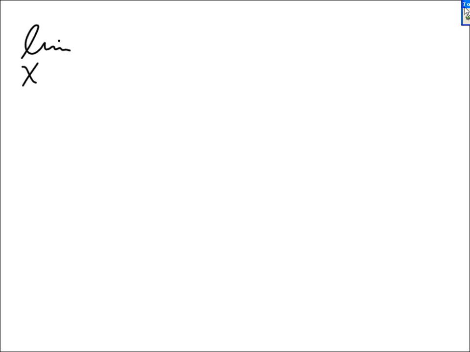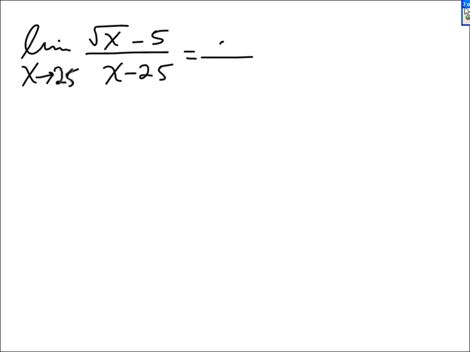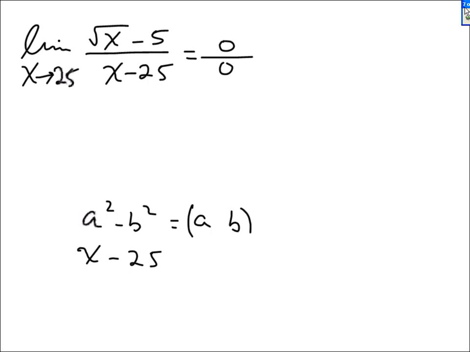So, the limit as x goes to 25 of the square root of x minus 5 over x minus 25. If you directly substitute, you get 0 over 0. We did that. Now, let us look at x minus 25. Remember, if you have a squared minus b squared, the things being squared are a and b. Write them down in 2 brackets. One gets a plus, one gets a minus. That's factored.